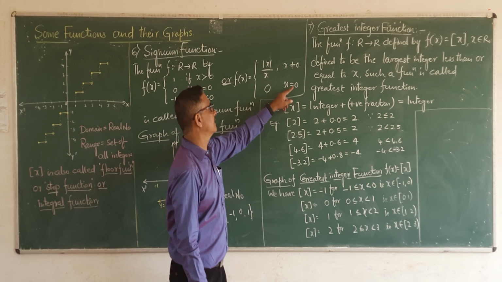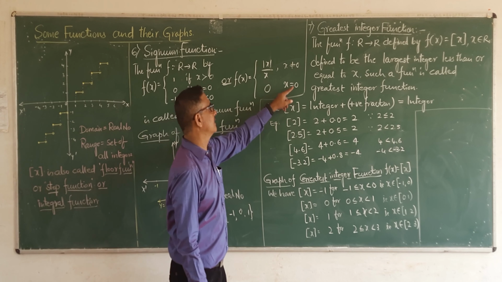Remember, a function f from R to R is defined by f of x equal to 1 if x is more than 0, f of x is 0 if x equal to 0, and f of x is minus 1 if x is less than 0. Such a function is known as the Signum function or sign function. So this is the definition of the Signum function.